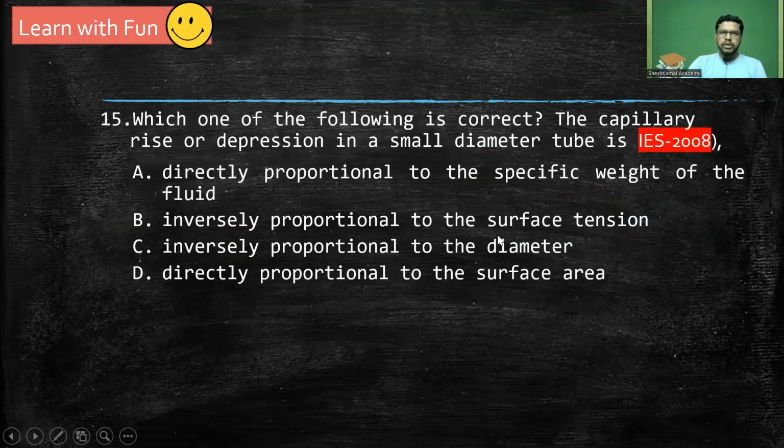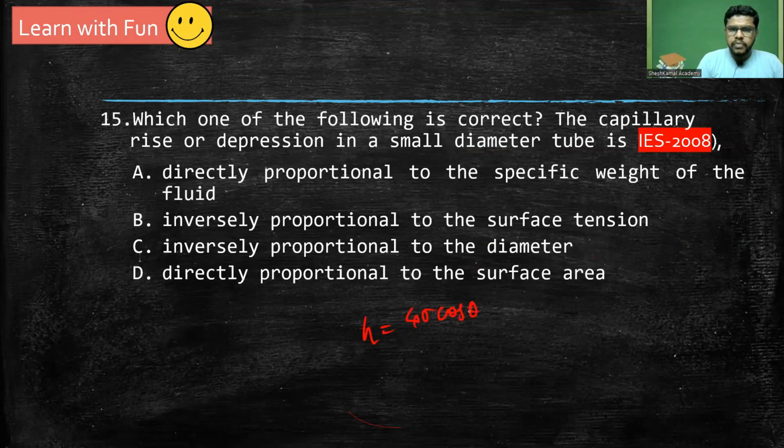Next, which of the following is correct? The capillary rise or depression in a small diameter tube is... I will write the formula for capillary rise: h is equal to 4 sigma cos theta divided by rho g d.